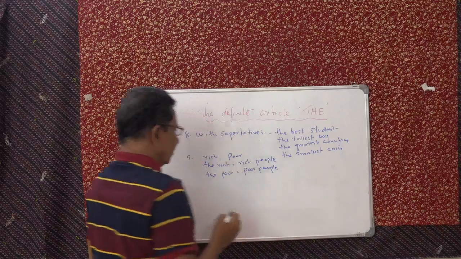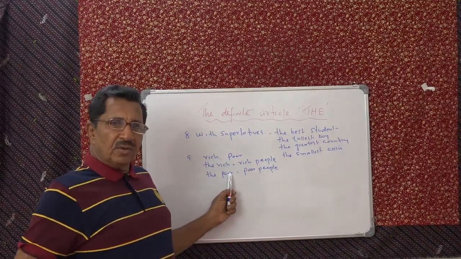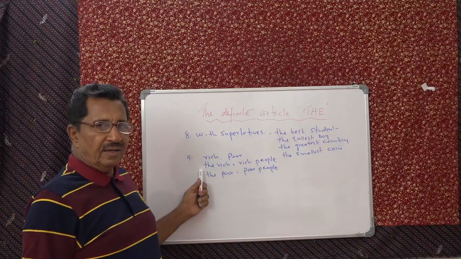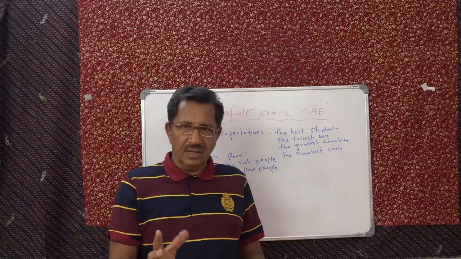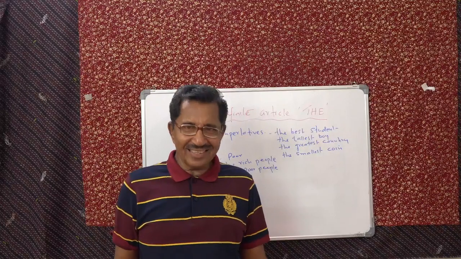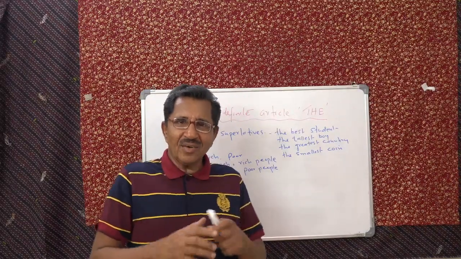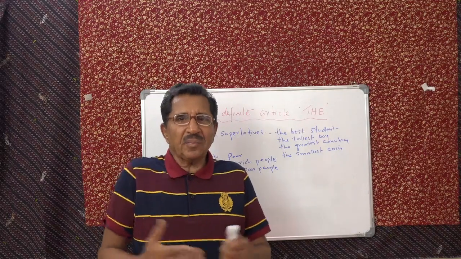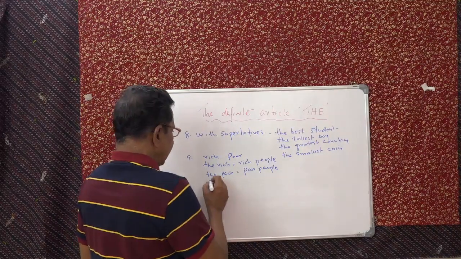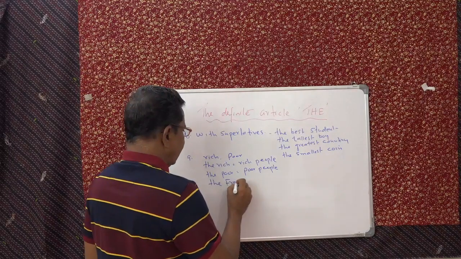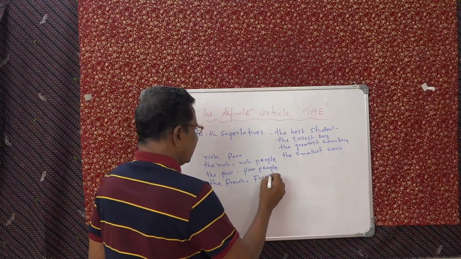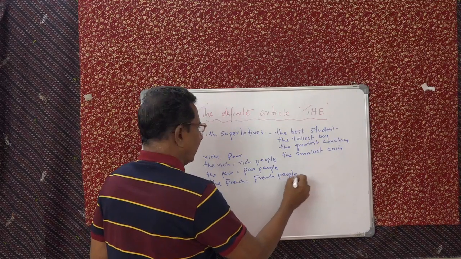So when you use an adjective meaning people, then you use the. The poor are crying. The rich are laughing. Did you get the point? The rich means all the rich people. The poor means all the poor people. Like that, you can also use the French. The French means French people, or people of France.